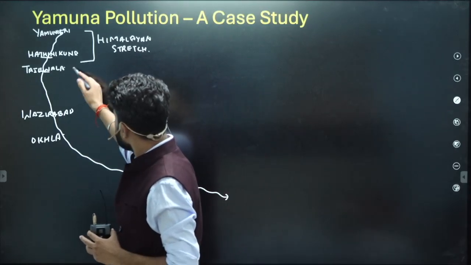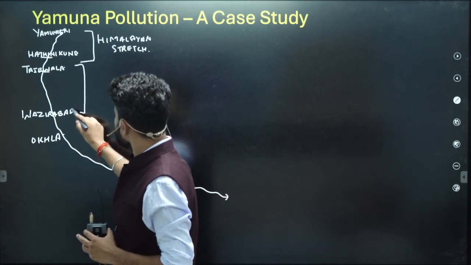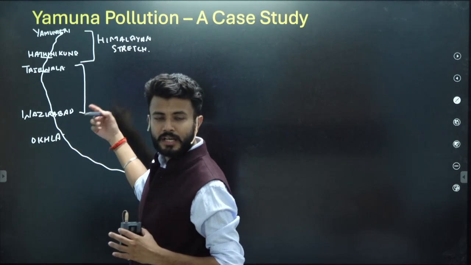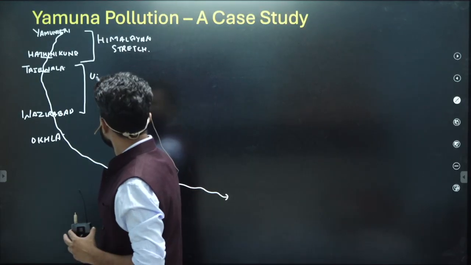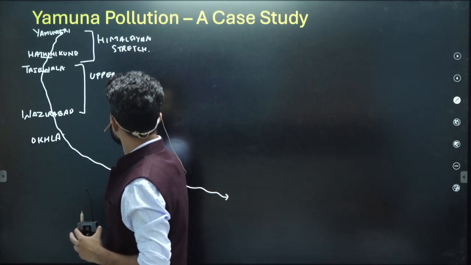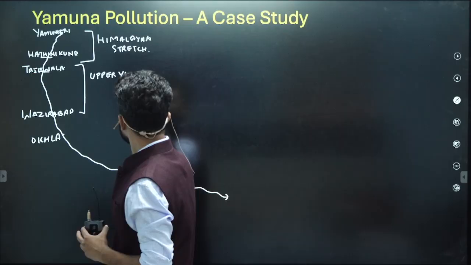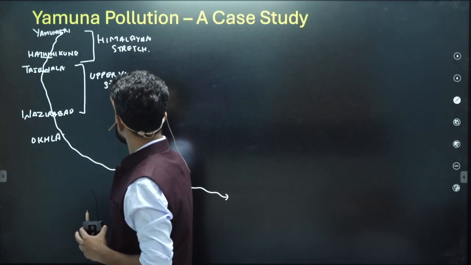Now from this Tajewala towards the Wazirabad barrage, this section is known as what? This is the upper Yamuna stretch. Okay, this is the upper Yamuna stretch.